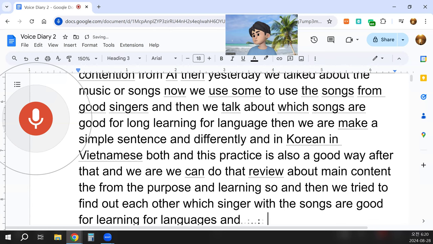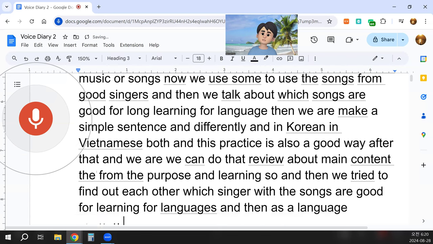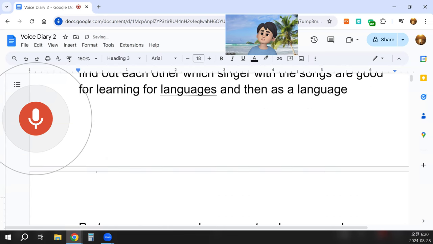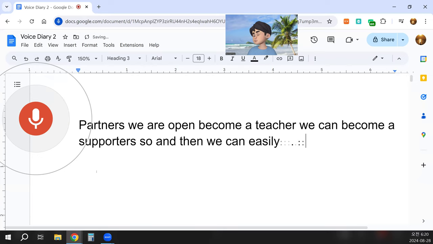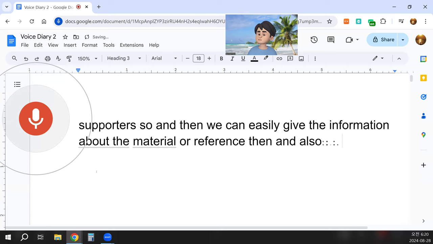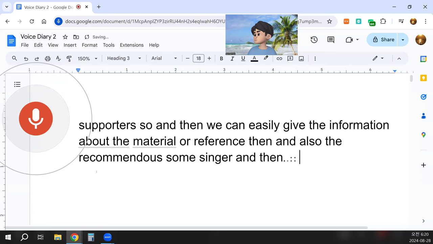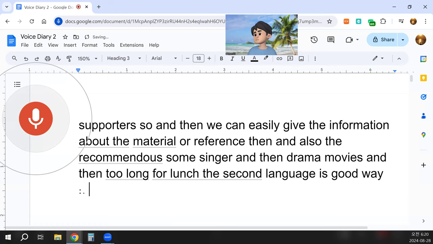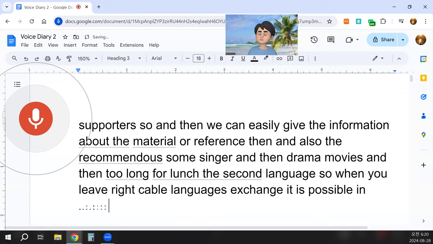And then as language partners, we can become teachers, we can become supporters. So we can easily give information about the material or reference. And also recommend some singers, dramas, and movies to learn a foreign language, the Thai language. It's a good way to do that. So a newly creative language exchange is possible when doing it at a higher level of language.